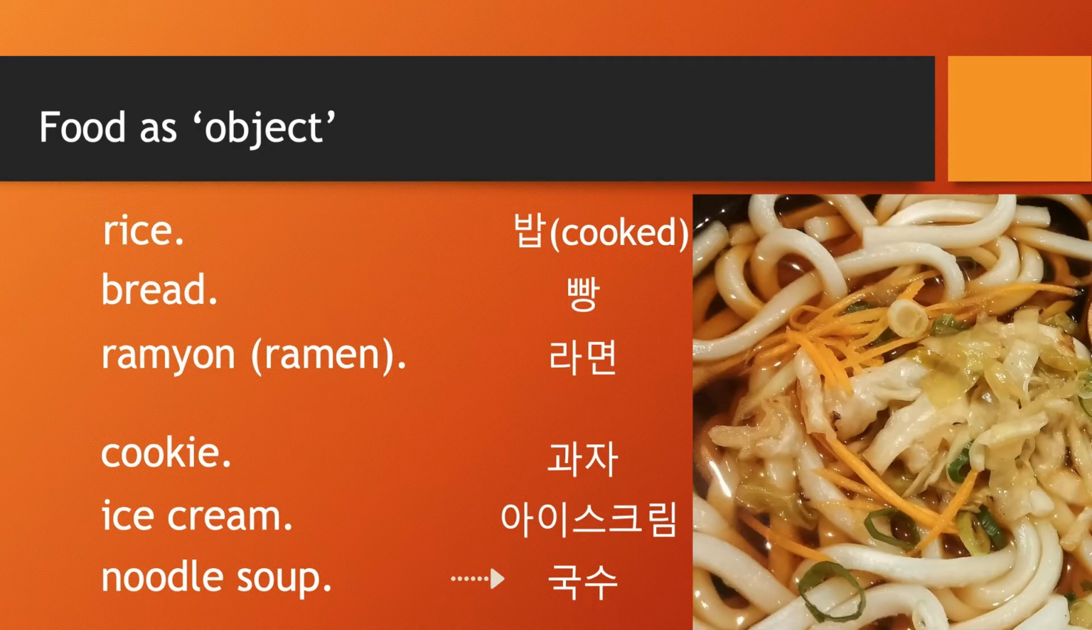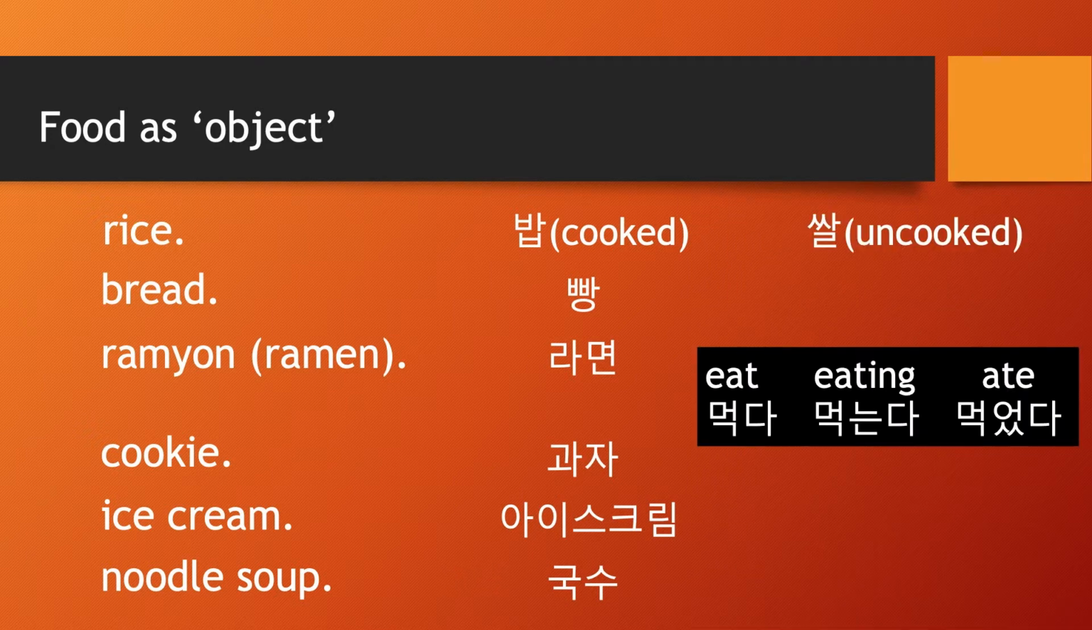Noodle soup is 국수. You can say that ramen is part of 국수, but in general, 국수 means noodle soup with more toppings and better soup base typically made from traditional or special ingredients made at home or restaurant. While ramen in Korea is considered mostly as an instant food with curly noodles. To describe actions of eating, we have 먹다, 먹는다, 먹었다 for root, present, and past tense.